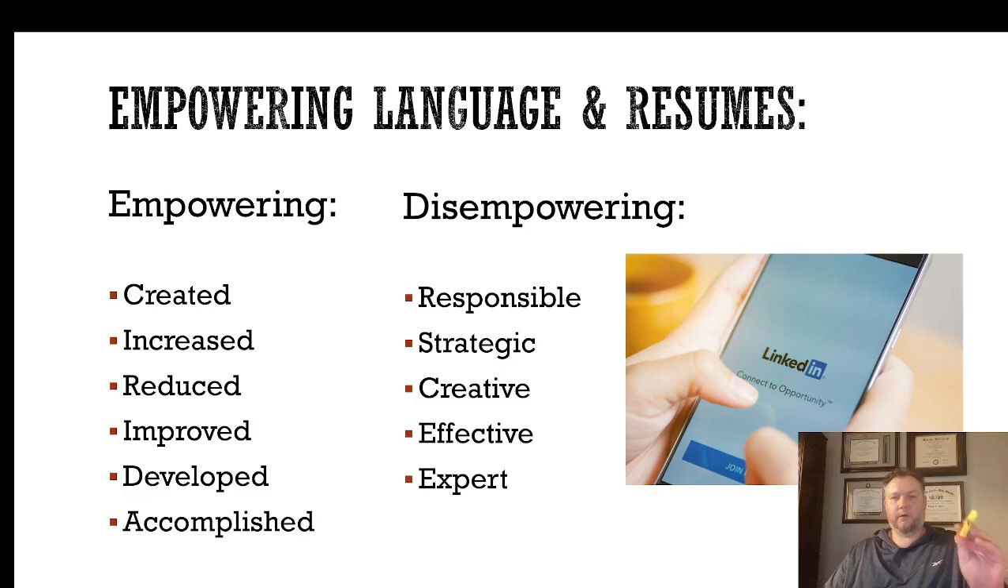All of the words that are listed as empowering end with ed, right? Created, increased, reduced. You cannot use those in a sentence without being detailed. So you can't say I created. You have to explain what you created. You can't say you improved something. You have to say what you improved, right? What did you accomplish? What did you develop?